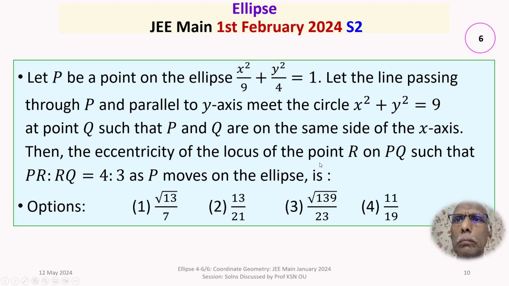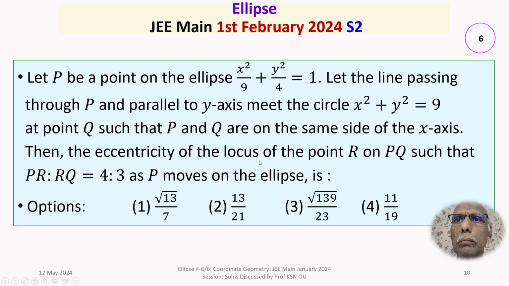And we are given R is a point on the line joining PQ such that PR is to RQ is equal to 4 is to 3. That means R divides the line PQ in the ratio 4 is to 3 internally. Then find the coordinates of R. Then as P moves, this point R also moves, and we are required to find the eccentricity of the locus of this point R.